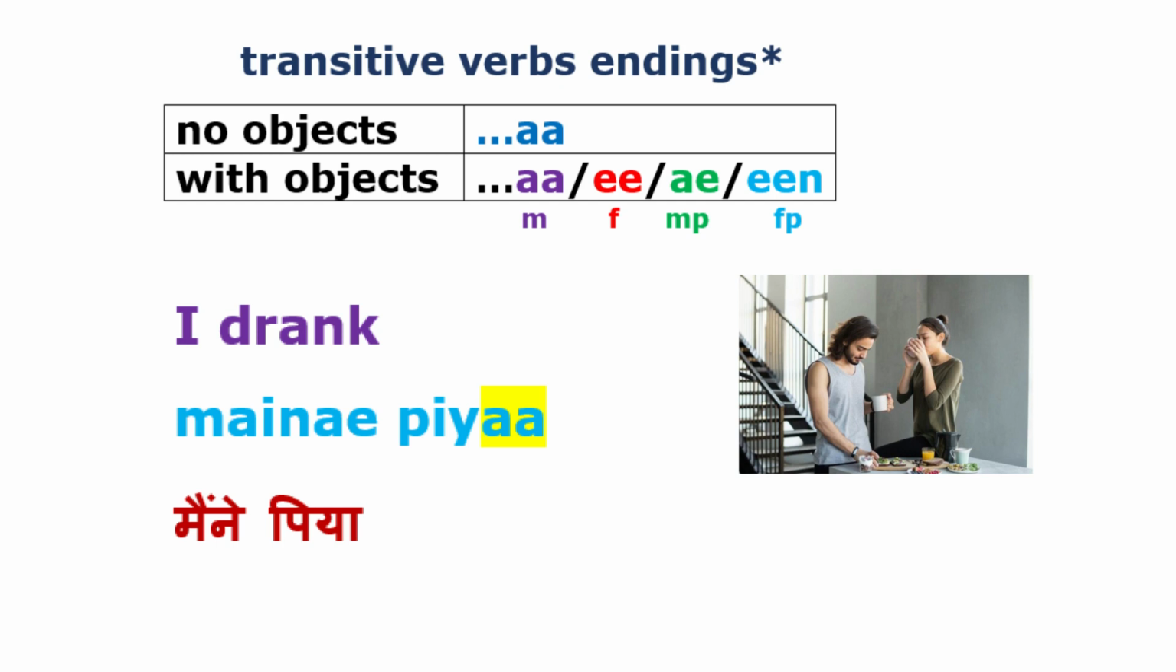I drank. Maine piya. Just imagine the girl saying, I drank. Or the guy saying, I drank. He says, well, I already drank. So, maine piya. And it is always the R sound because there is no object there.